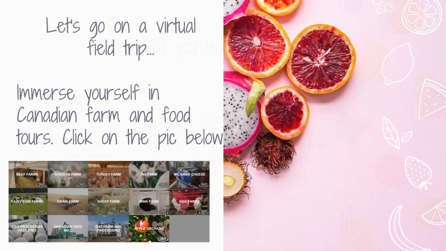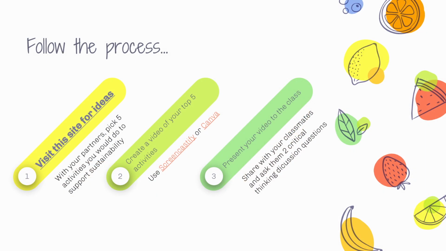The final activity is to go on a virtual field trip and explore Canadian farms and food tours across Canada so that the students can see support for a sustainable development goal in action in real time. Then, to wrap up the whole unit, students create a video based on 5 activities they would do to support sustainability. And then in partners, they present to the whole class.